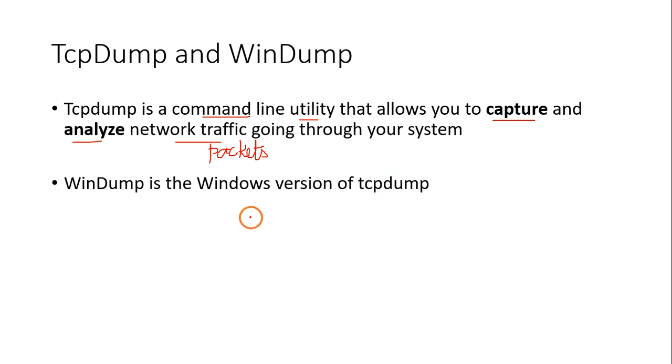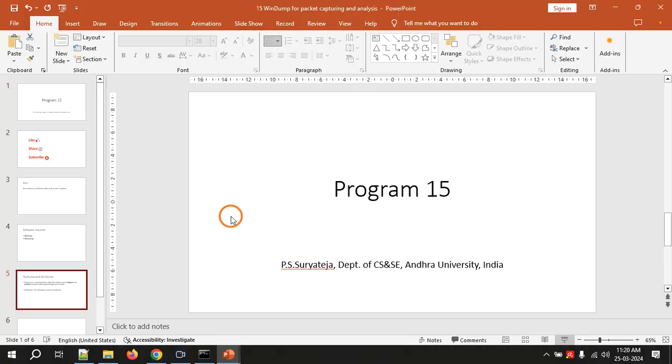Okay, and as I already told you, WinDump is a port of TCP dump for Windows operating system. Okay, so in this program, in the demonstration, I am going to use WinDump. As my OS is Windows OS, I'll be using WinDump. So let's go to the demonstration.